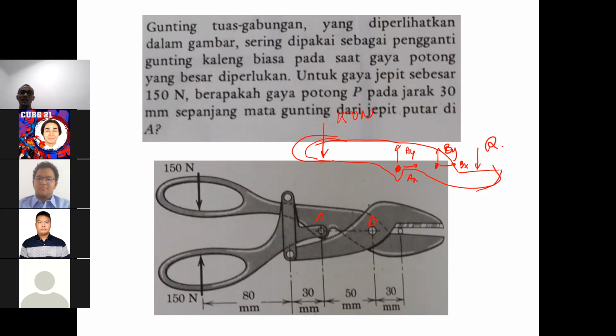And from this, how many unknowns do we have? 4. Are you sure? BX, BY, AX, AY, Q. So in total, there will be 5, right? Okay, 5 unknowns, and we only have 3 equations. Can we solve this?